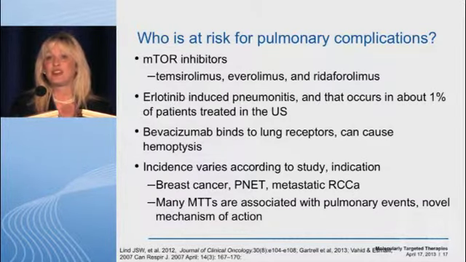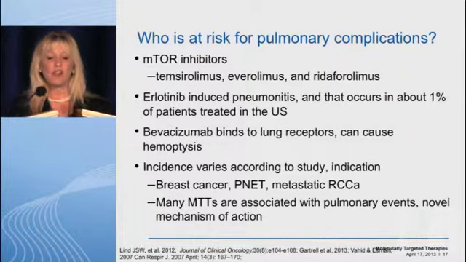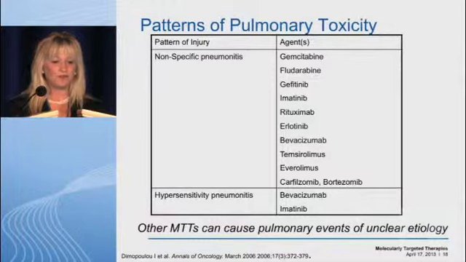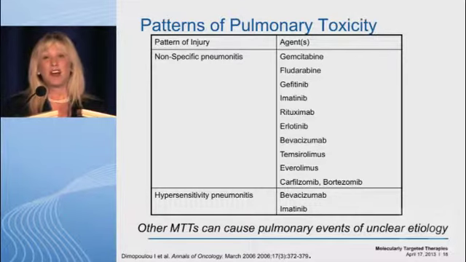My last question that I'm charged with is, who is at risk for pulmonary complications? We have several classes of drugs, obviously. Your mTOR inhibitors can put you at higher risk. Erlotinib-induced pneumonitis has been reported in only about 1%, but it can be severe, and there have been some case reports as well. Bevacizumab, we think, binds to lung receptors. Patients can experience hemoptysis as well. But the incidence differs according to the population in which the drug is being used, in breast cancer, metastatic renal cell, etc. This slide just shows some individual patterns of lung and pulmonary toxicity.